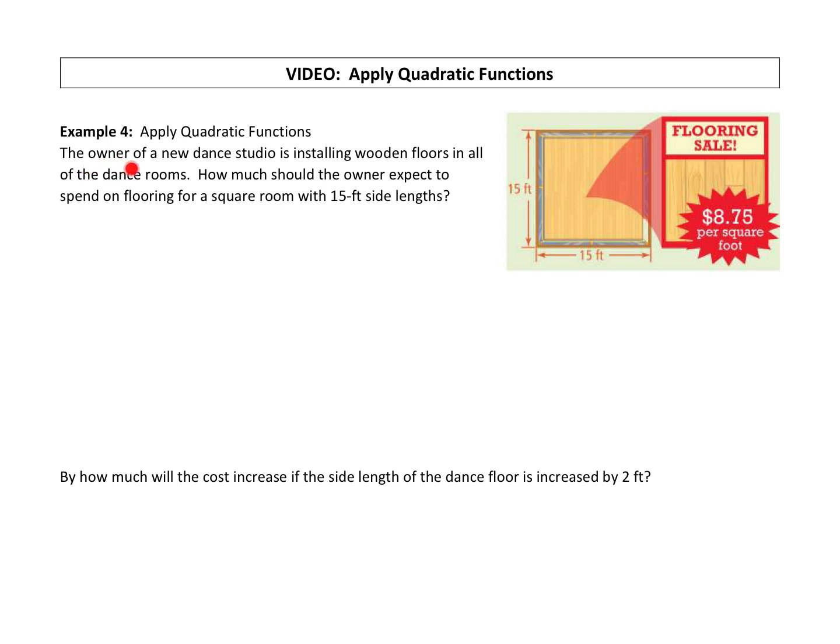We have the owner of a new dance studio installing wooden floors in all the dance rooms. How much should the owner expect to spend on flooring for a square room with 15-foot side lengths? So here's the square room right here. It's 15 feet by 15 feet. And she can get flooring for $8.75 per square foot. So we're going to write a function for the total cost of the flooring.